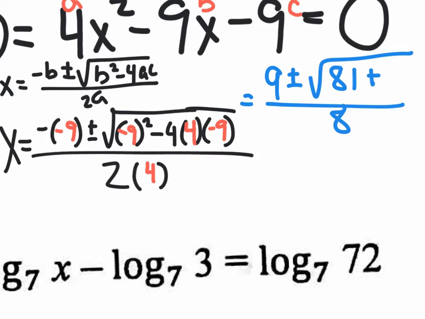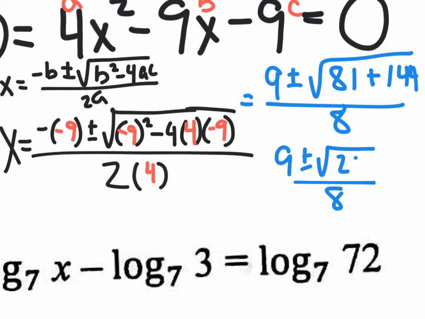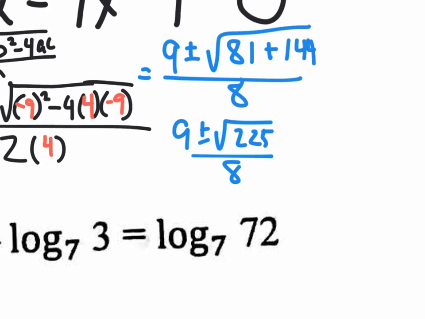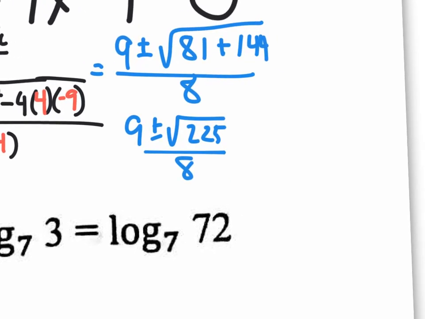I still need to do 4 times 4 times 9 on a calculator. 4 times 4 times 9 is 144. So we have 144 right here. So the next step would be to add 81 and 144. Add 81 plus 144, you get 225. And that's great because 225 is a perfect square number, I believe. So that's 15.